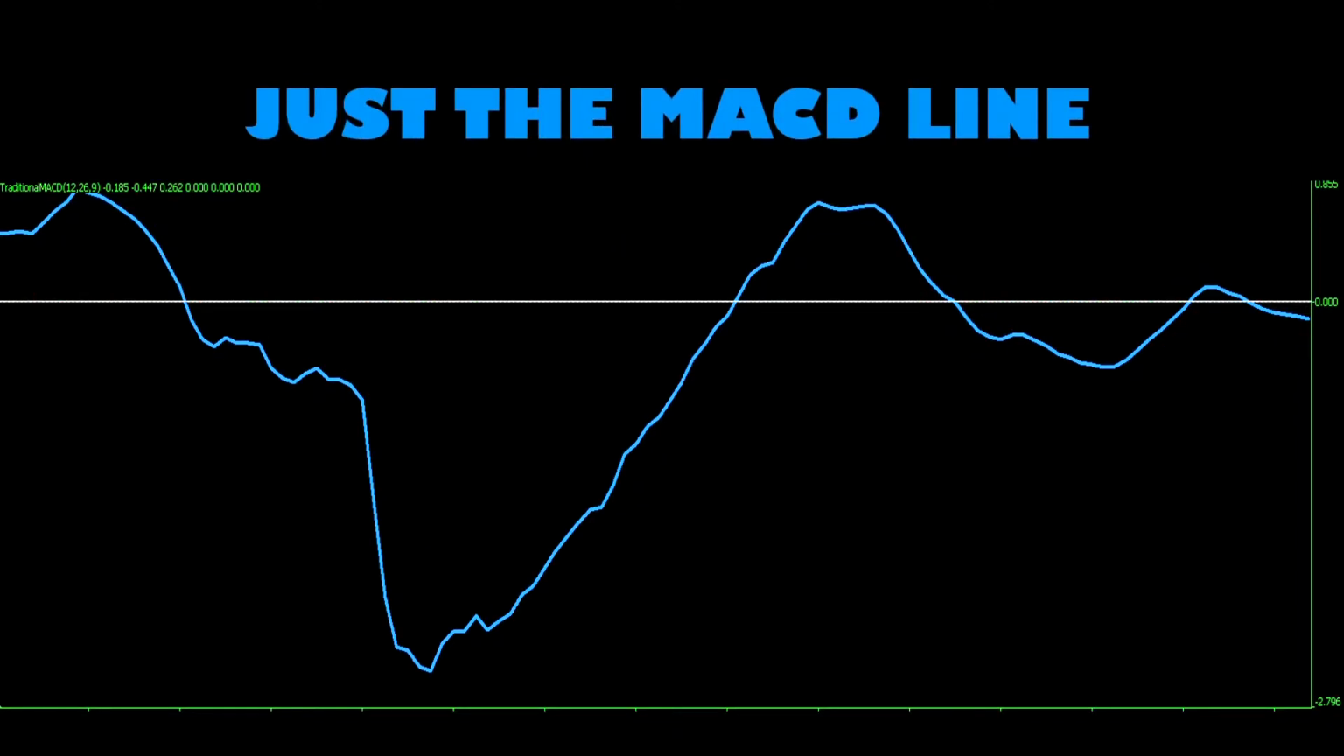Again, we're going to be using the default inputs. This time it's calculated by taking a 26-period exponential moving average from a 12-period exponential moving average. Lots of moving averages being subtracted from other moving averages in this strategy. That's all the basic understanding of the indicators we need though. If you do want to learn more about either of them, we have done videos and they will be linked in the description.